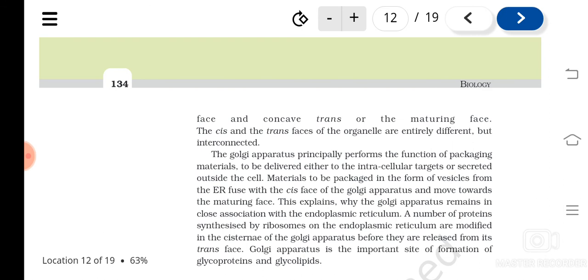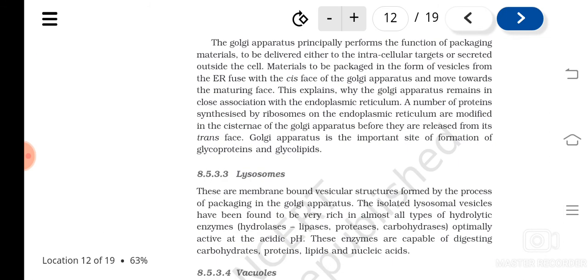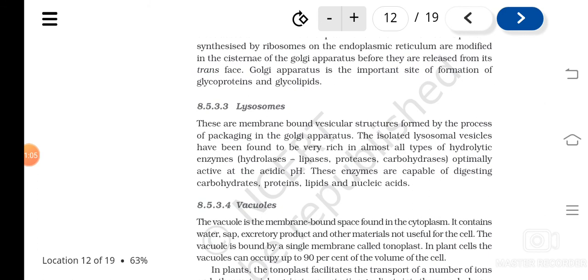Then it helps the proteins produced by the ribosomes to be modified before they are released from the trans phase. It also forms a part in the formation of glycoproteins and glycolipids. Clear? So the next organelle is a very famous organelle. We have studied that in ninth class also. They are known as the suicide bags, isn't it?